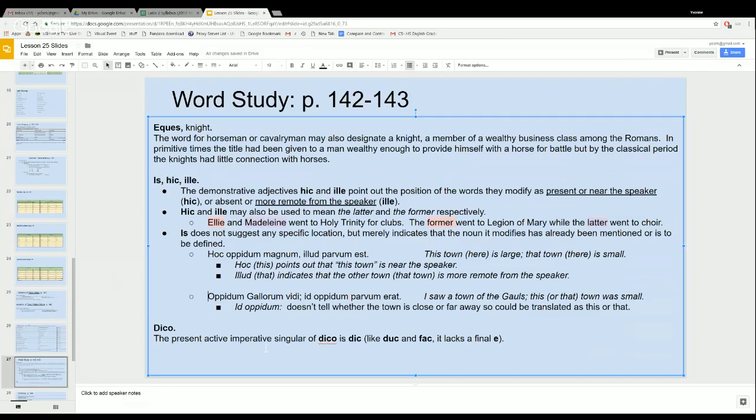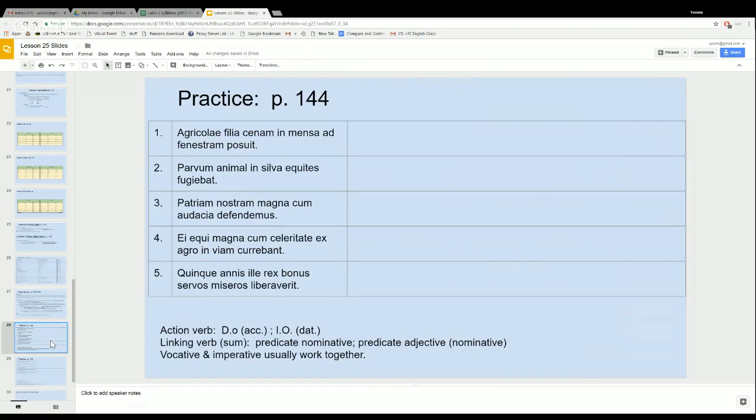And now remember we studied at the beginning that duc and fac, they lack that final E in the present active imperative singular. Here's another little memory note to take down in your notebook. Guess what? Dico, it's just like them. It joins the club. So the present active imperative singular of dico is dic. Everything else about it is normal, just like with duco and facio, but that present imperative singular is weird and it's just D-I-C, okay?